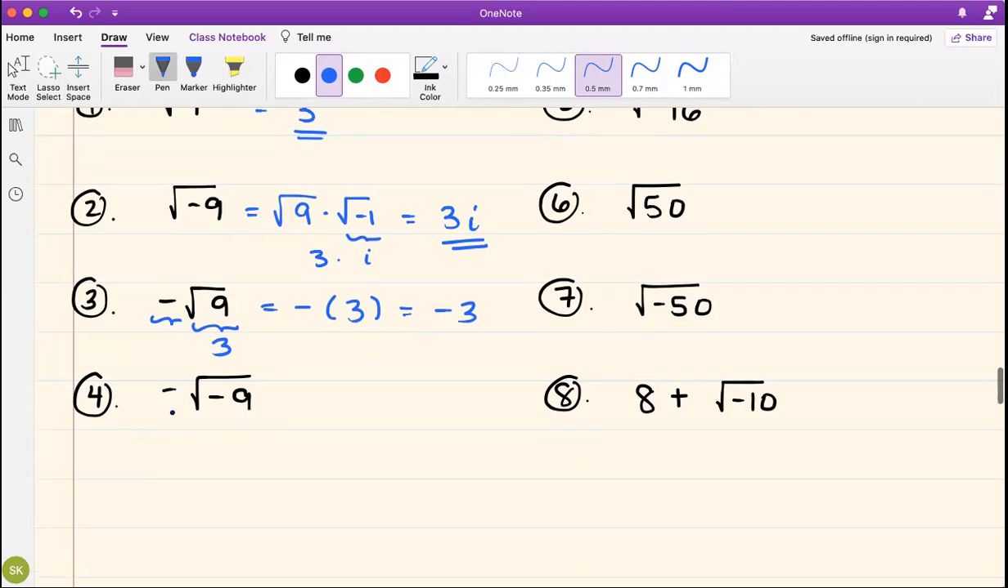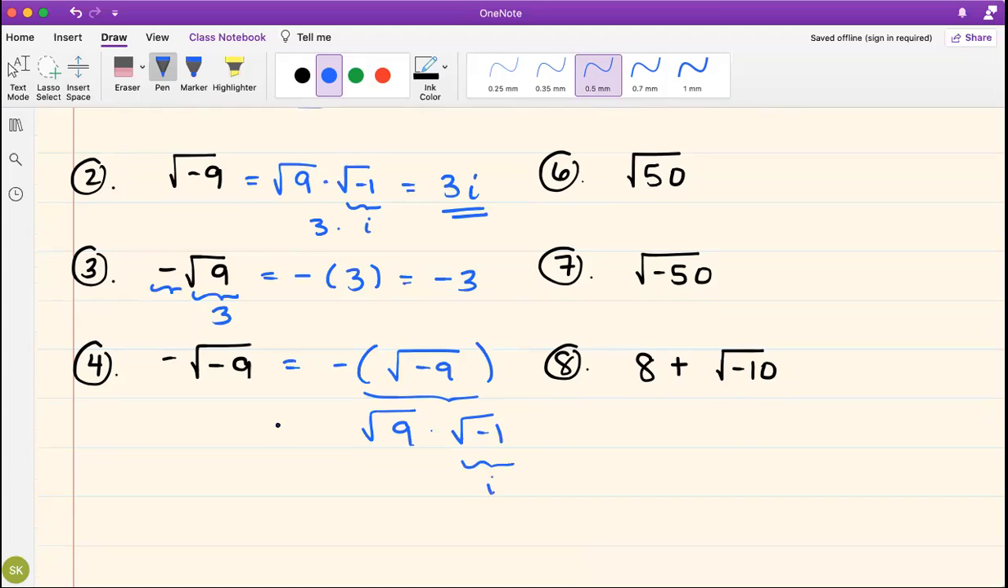Here I have a negative on the outside and the inside. So this is the same thing as negative. Now let's focus on this part here. So this negative stays on the outside. This part is the square root of 9 times the square root of negative 1, which we said was i. And then we have this negative that we have to pull down. This becomes 3. So you see you get negative 3i. And that's the solution to this one.